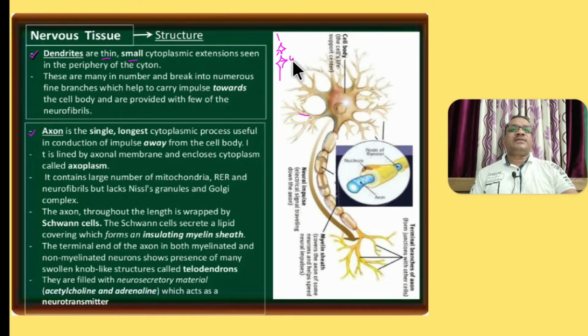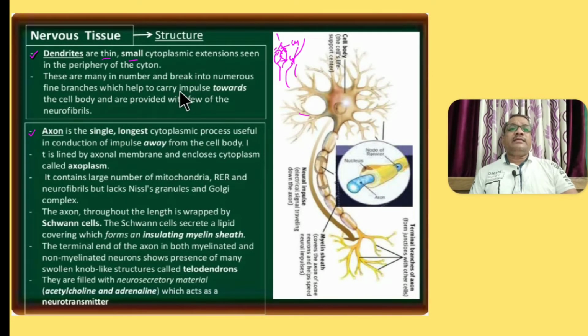So, this is cyton, this is cyton, and they will consist of what? Dendrites, and dendrites will be attached to this second neuron. So, this is the first neuron, second neuron, millions of neurons are present. They will conduct impulse from where? Towards the cell body of this neuron, and are provided with a few neurofibrils.